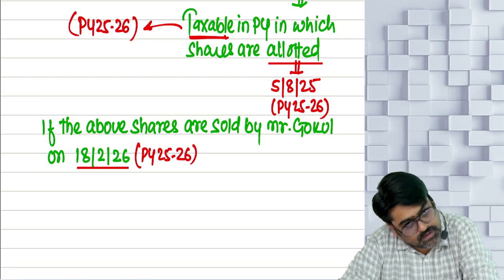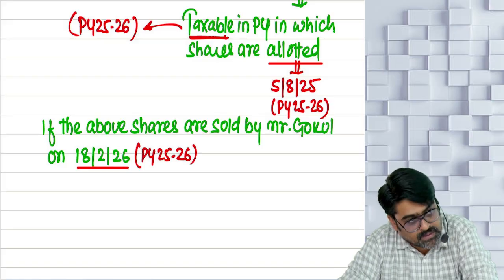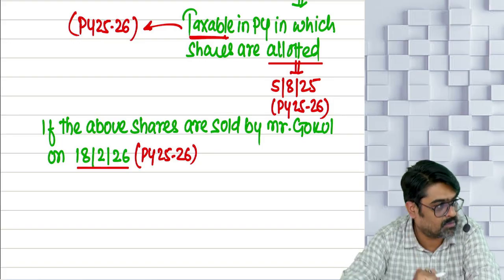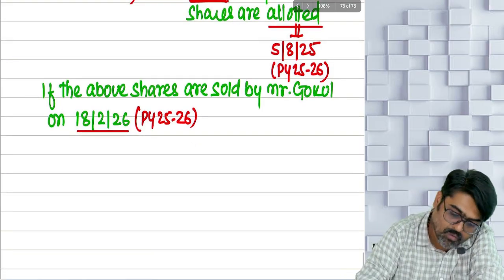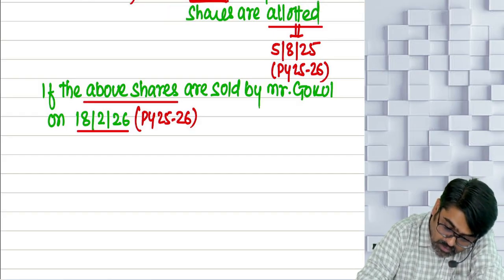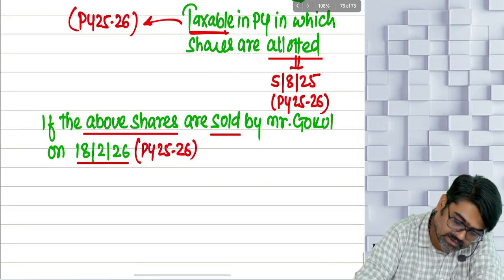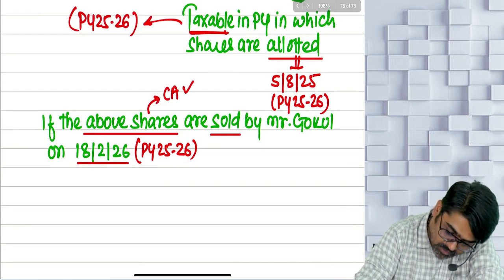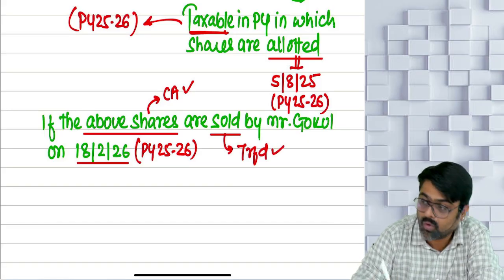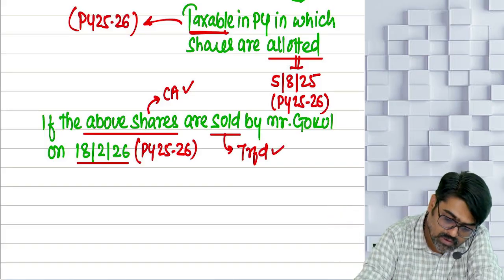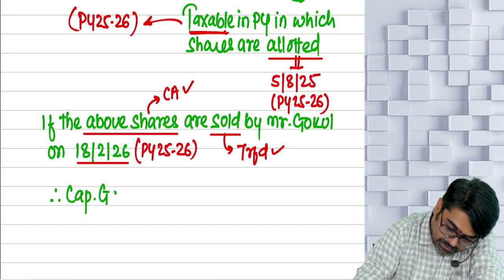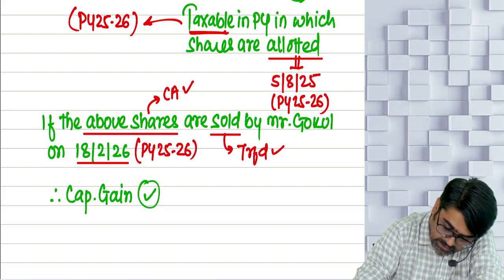So in this year he is receiving as perquisite. He is becoming the owner of this capital asset, yes or no? And in the same year he is selling also. Possible or not possible? So now if the above shares are sold by Gokul, can I say these shares are capital asset for Gokul? Sold means transferred. So Gokul is transferring a capital asset. Will Gokul calculate the capital gain? Therefore, capital gain will be calculated in the hands of Gokul.